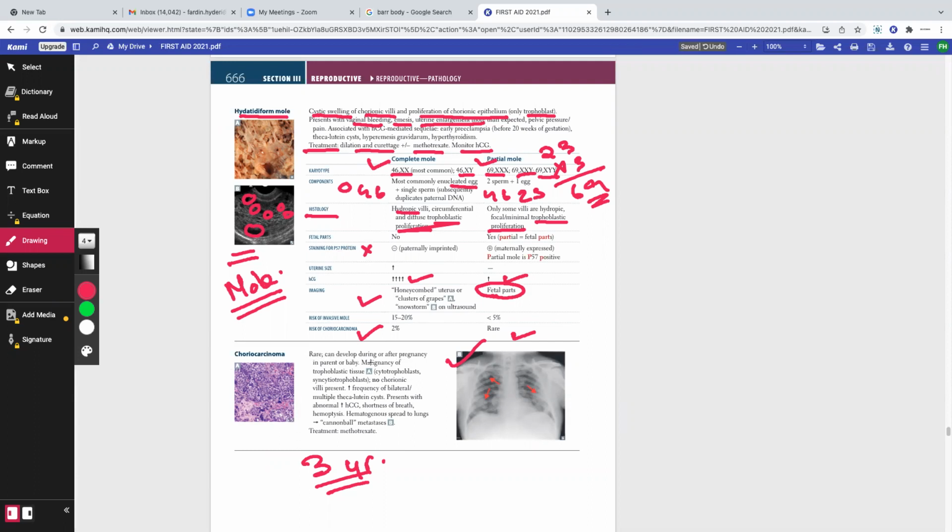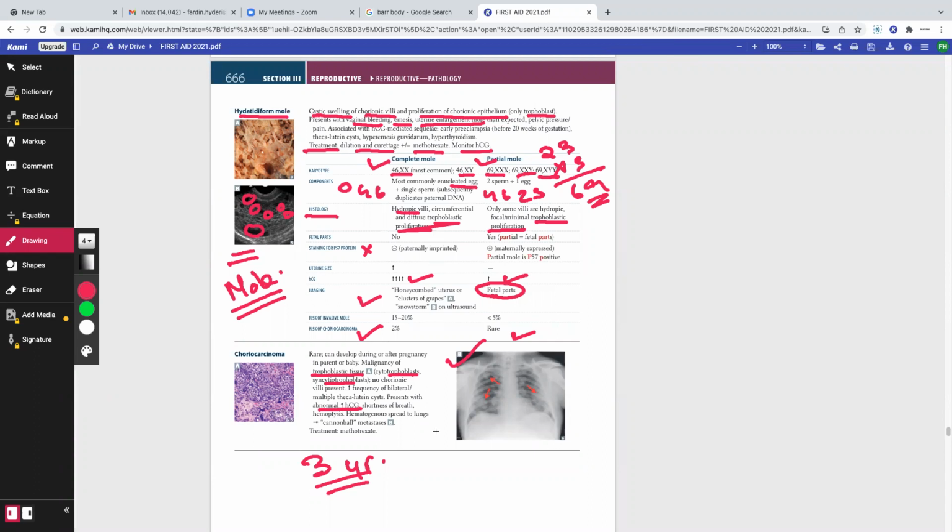Choriocarcinoma is rare but can develop during or after pregnancy. This is the malignancy of the trophoblastic tissue, especially cytotrophoblasts and syncytiotrophoblasts. Over here, what happens is that there is increased risk of formation of choriocarcinomas and metastasizing into the lungs, which can result in a snowstorm appearance of the lungs. Along with this, patients will have increased HCG. So if a patient comes to you with weight loss, hemoptysis, fever, night sweats, and increased HCG, especially in females with a recent pregnancy, what is your diagnosis?